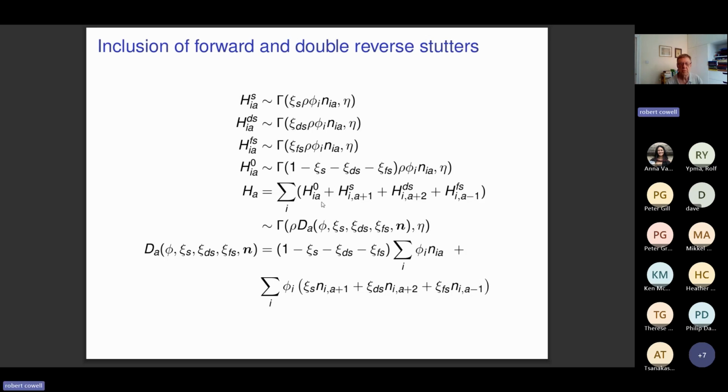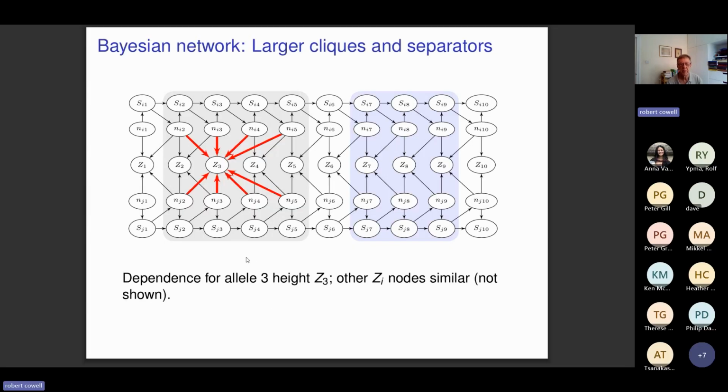Then when we add these all together over all the individuals, each peak will have a gamma distribution of this form where now we have modified our dA function. So that's the model side. This is easily incorporated into the Bayesian network. I've illustrated this just for one node, Z3. And if I put in red arrows everywhere, it'll look a bit messy. But we can see we have the correct dependence. The arrow coming from N2 gives you the forward stutter, and the arrow coming from N5 gives you the double reverse stutter. We do this for both contributors.